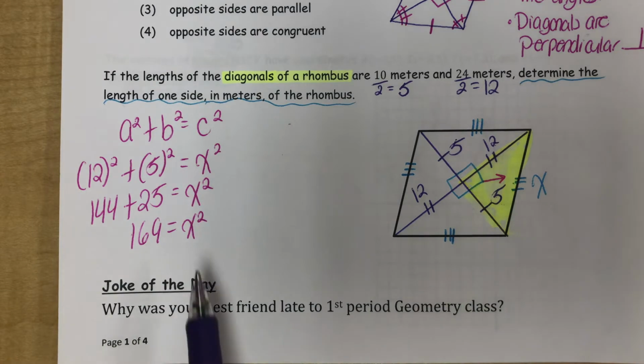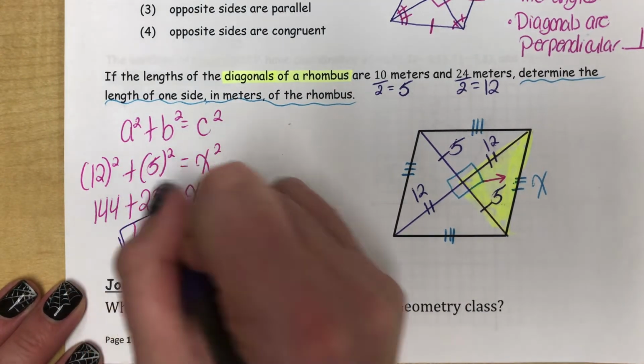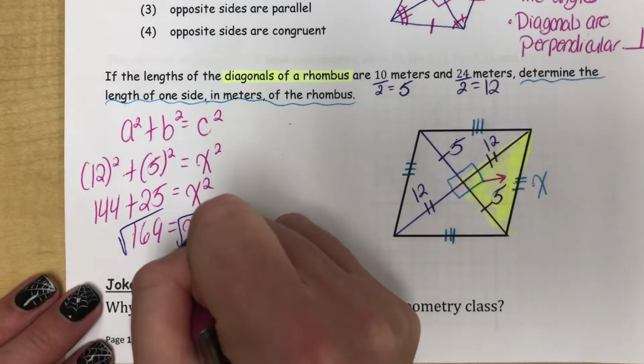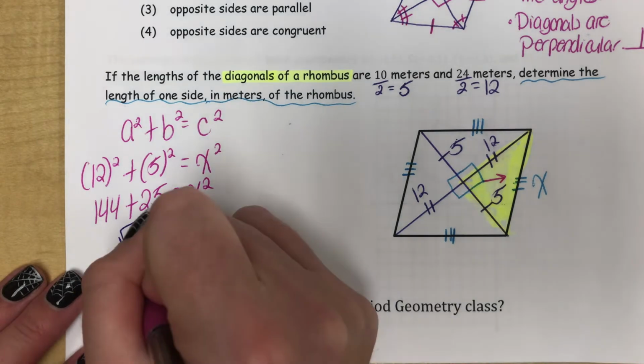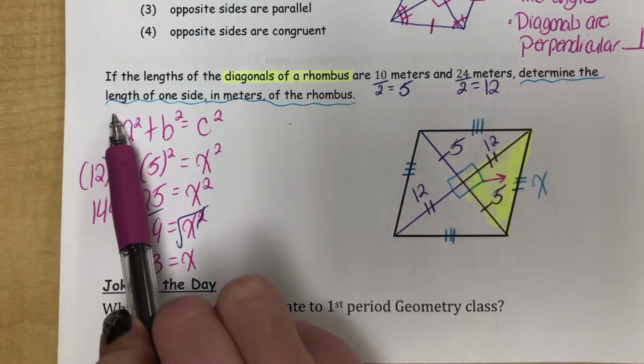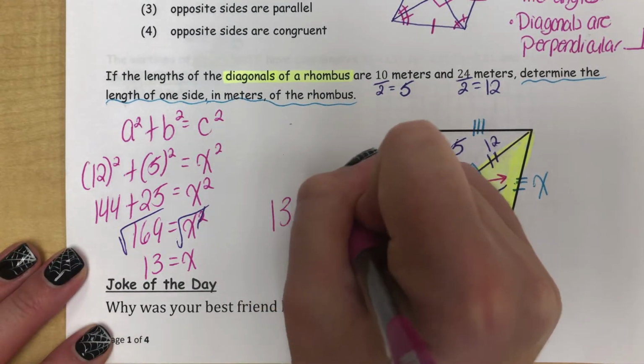Now I have to get rid of the exponent too. The opposite of squaring is square rooting. So I'm going to take the square root of both sides. That gets rid of the 2. The square root of 169 is 13. Comes out to a really nice number. So determine the length of one side in meters. One side would be 13 meters long.